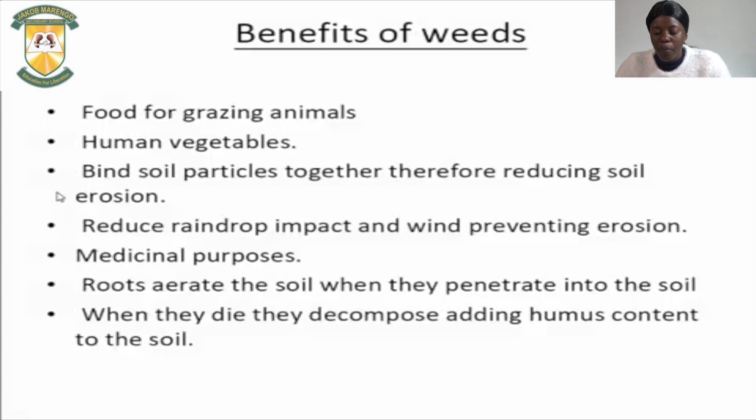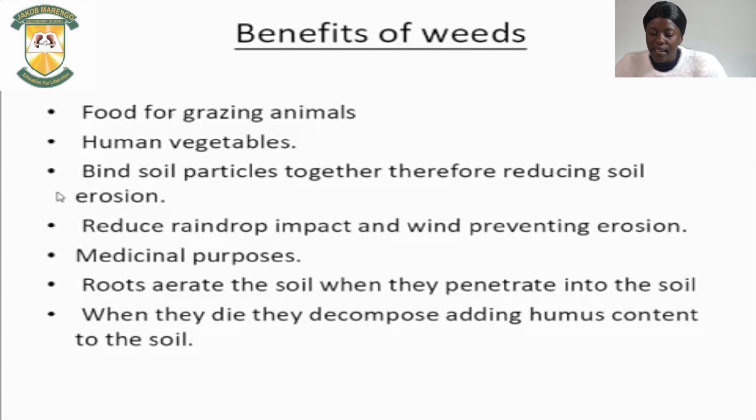We also have the benefits of weeds. Weeds are important in the sense that our livestock use them as their food. Then human beings, they also use weeds for vegetables. Weeds also bind soil particles together, therefore reducing soil erosion. Weeds can also reduce raindrop impact and wind, preventing erosion. Weeds can also be used for medicinal purposes.